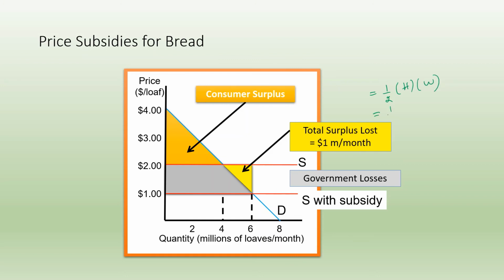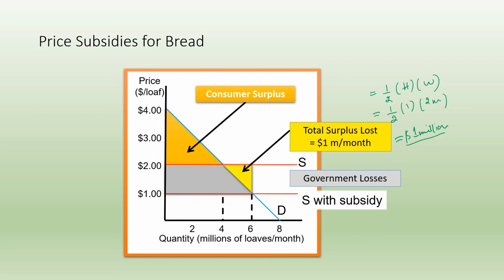Here you can see that you have to multiply half by the product of the height and width of this triangle. What is the height? The height of this triangle is equal to 1. And what is the width? The width here you can see is equal to 6 minus 4, which is equal to 2 million loaves of bread. And so the total area of this triangle is going to be 1 million dollars. So the net effect of the subsidy will be in the form of losses of $1 million.